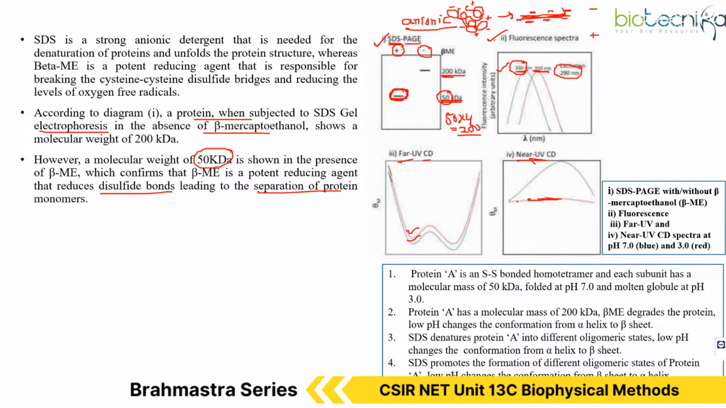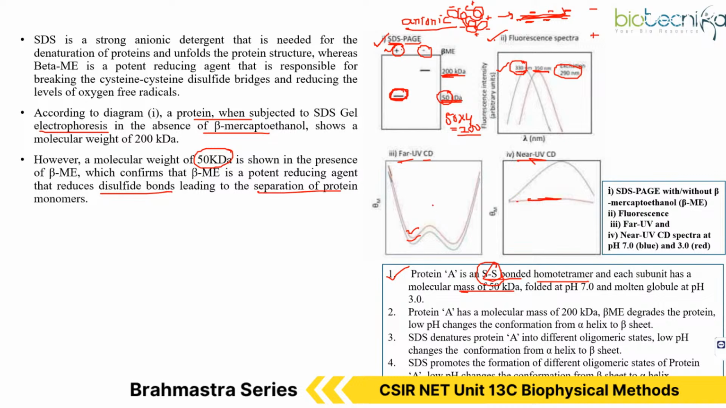So if we go through each statement, each option one by one, option one is that protein A is an SS bonded homotetramer. So yes, I have just now told you that it comprises 4 subunits and they are all the same, so homotetramer, and they are connected with a disulfide bond. This is the reason that without beta mercaptoethanol, we are getting a single band of 200 kilodalton. But on adding beta mercaptoethanol, we are getting a single band of 50 kilodalton. So each subunit has a molecular mass of 50 kilodalton.